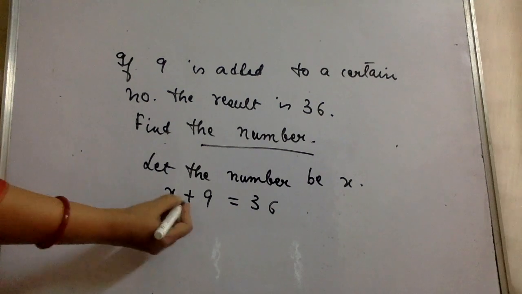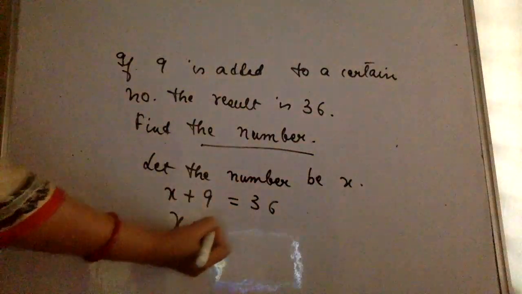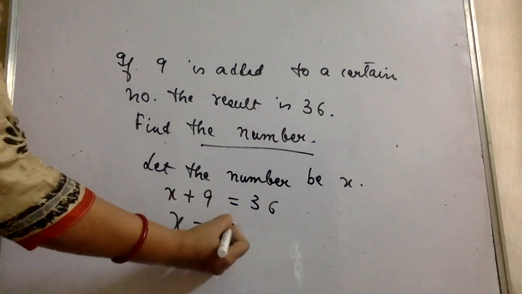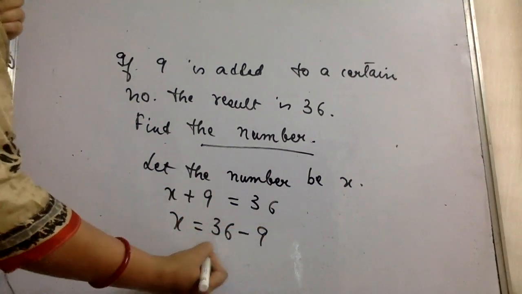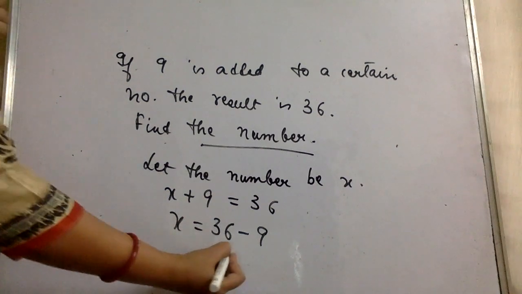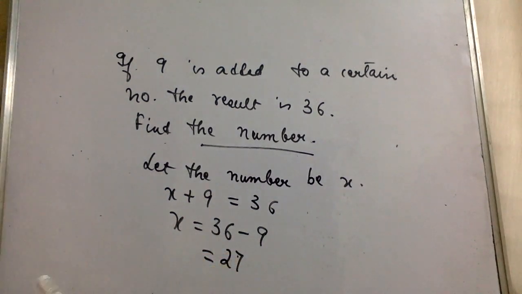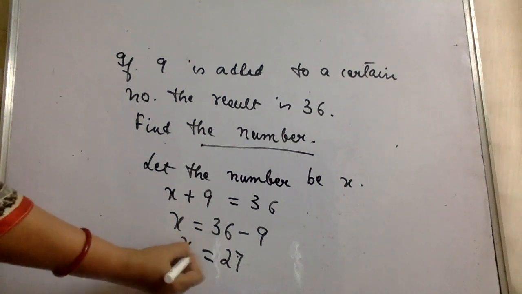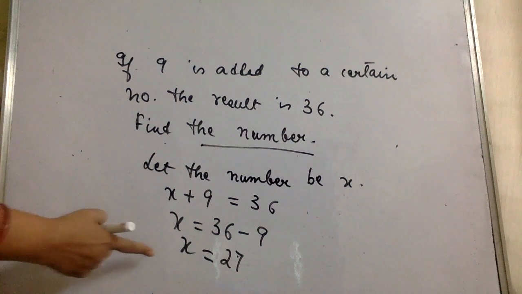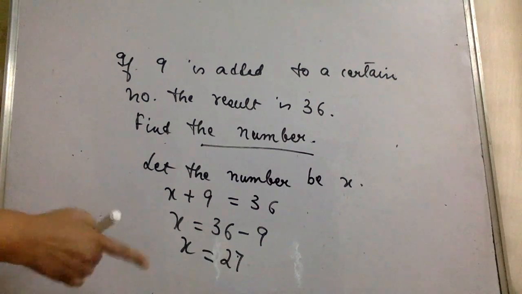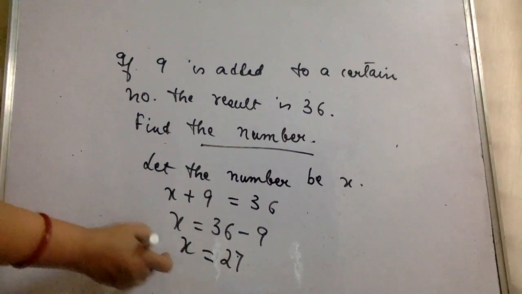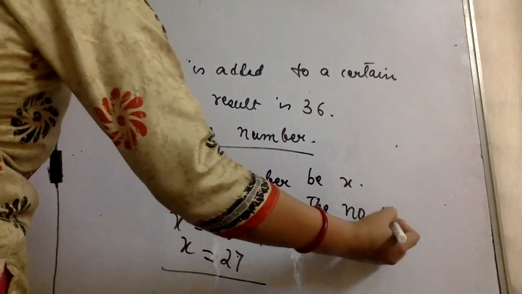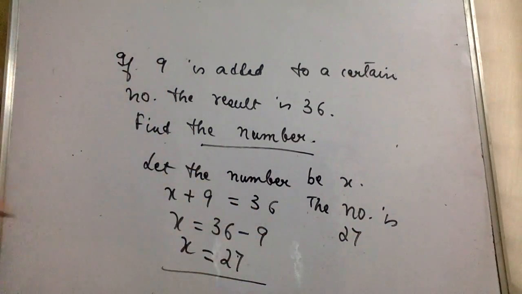So what we have to do is x is equal to 36 minus 9, and that gives us 27. So x is equal to 27. That is, the unknown number is 27. Our answer comes to 27. So we can write the number is 27.